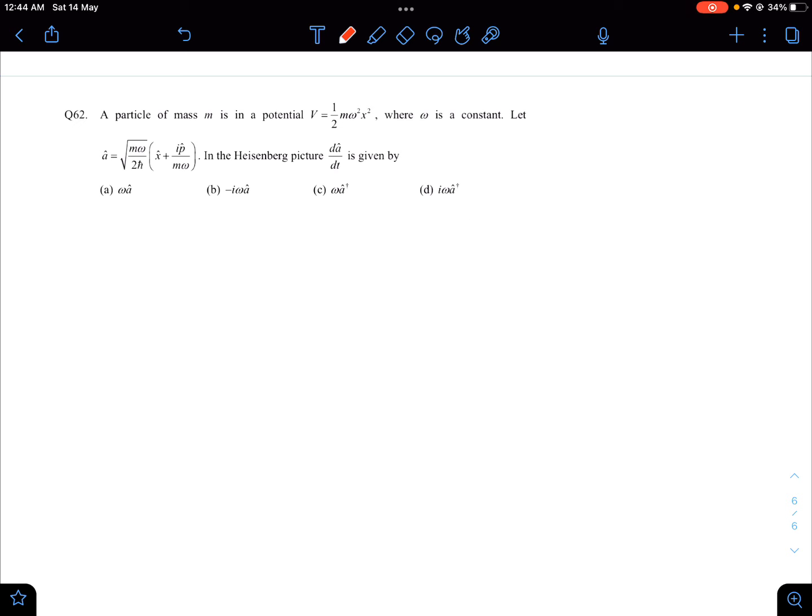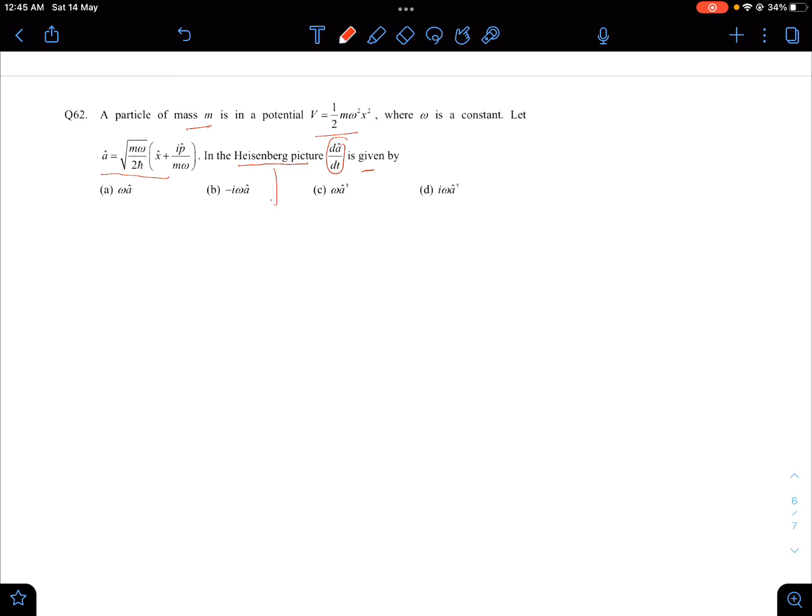Now let's move to the second problem. The problem states that we have a particle of mass m in a harmonic oscillator potential, and we have our lowering operator. In the Heisenberg picture, we have to find dA/dt.